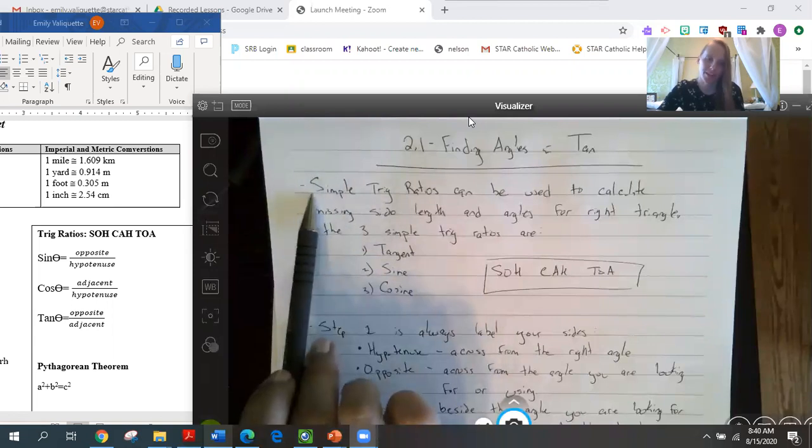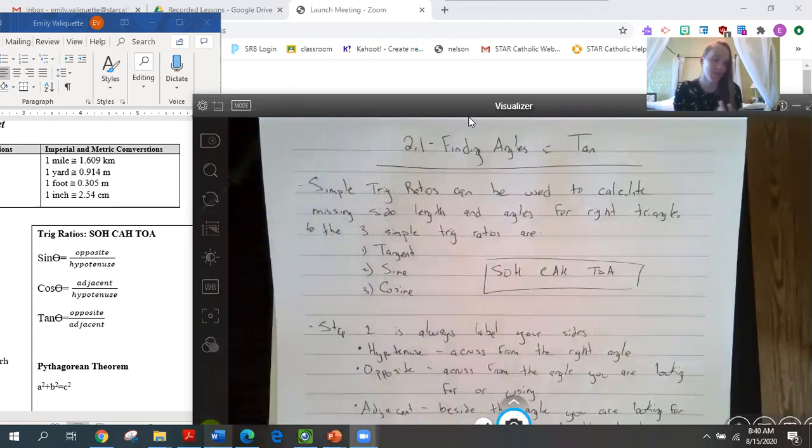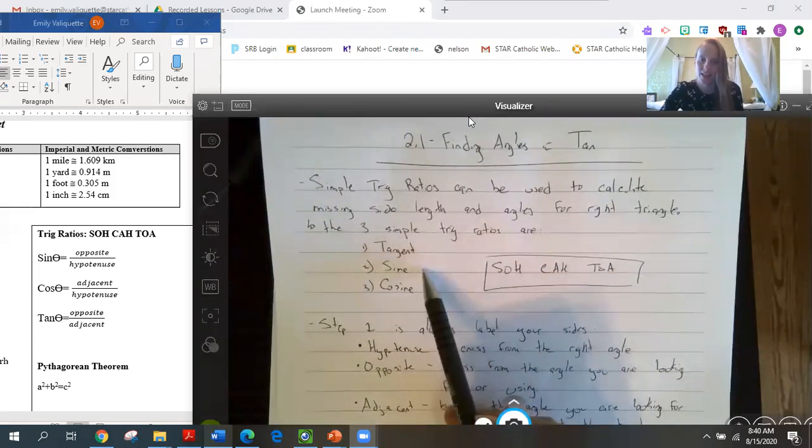So simple trig ratios are the type of trig ratios that we're going to be focusing on this year. You get to other trig formulas next year. But the simple trig ratios can work to find both missing side lengths and missing angles, but only for right triangles. And there are three simple trig ratios. We have the tangent, sine, and cosine ratios.